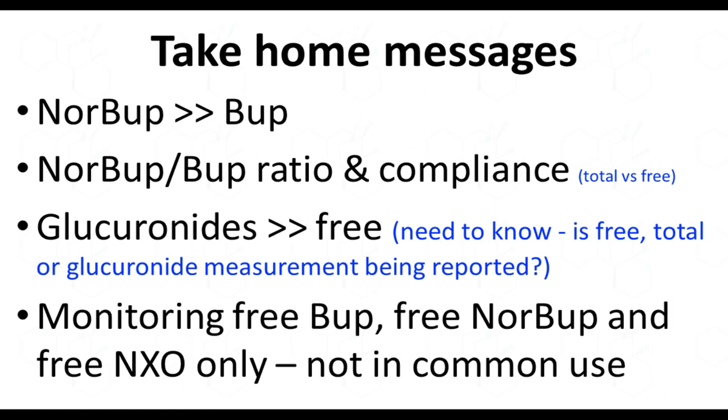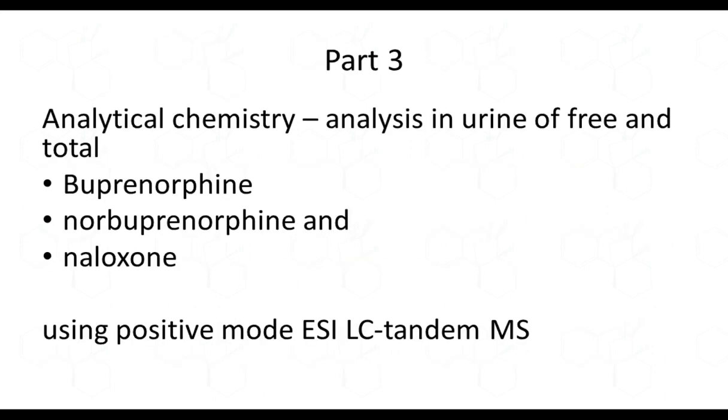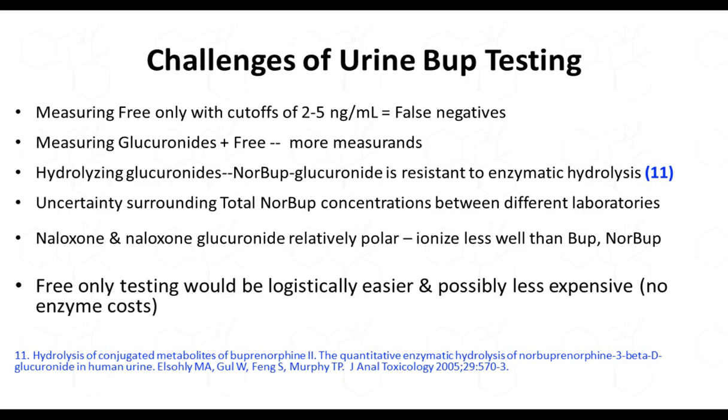Glucuronides are also present in urine at much higher concentrations than the free drug. And so again, one needs to define what's being measured. And finally, monitoring only free buprenorphine, norbuprenorphine, and naloxone does not seem to be in common use. So let's go on now and talk about the analytical chemistry of that analysis. This is all using positive mode electrospray ionization LC tandem mass spec.